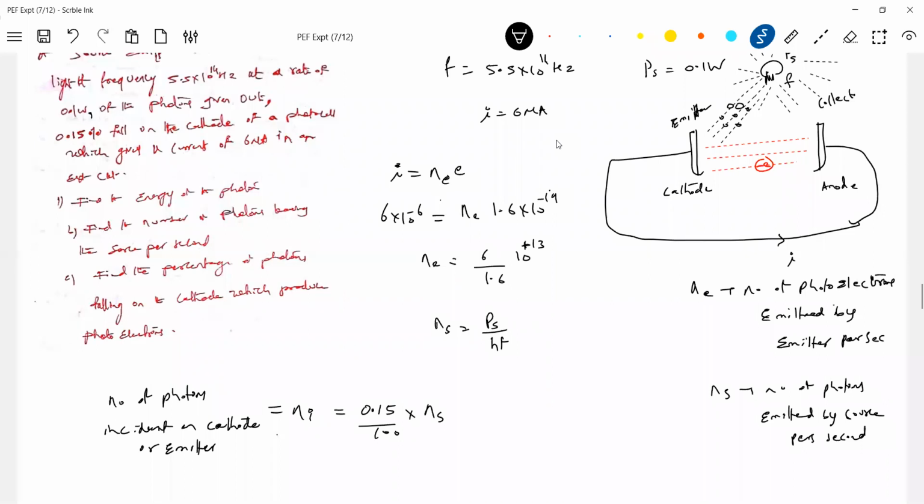So can we calculate now? We are asked to find the percentage of photons falling on the cathode which will produce photoelectrons. It is asking for that particular efficiency. How to calculate efficiency? Ne by Ni or Ni by Ne? Ne by Ni. For these many incident photons, how many photoelectrons are generated? So the efficiency will be Ne by Ni.